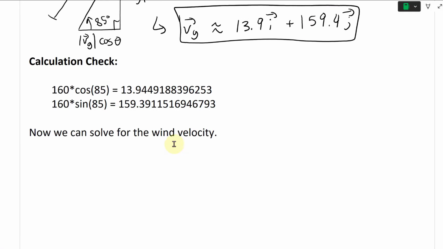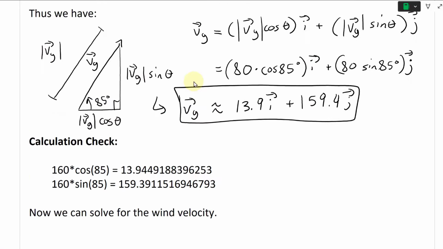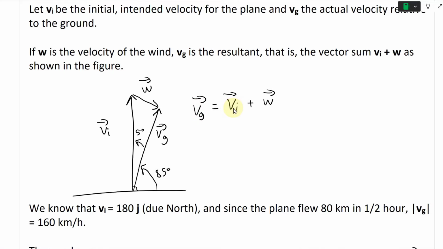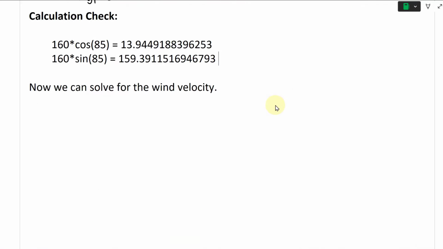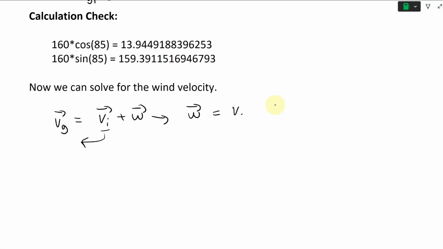So now we can solve for the wind velocity, because we know VG and we know VI, so we should solve for W. Basically we'll have VG is equal to VI plus W. In other words, we're going to move this over to the other side, so we get W equals VG minus VI. So we have to subtract vectors.